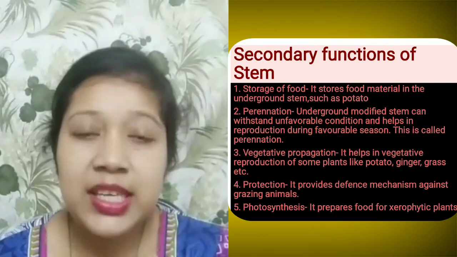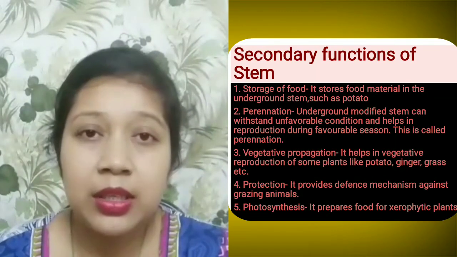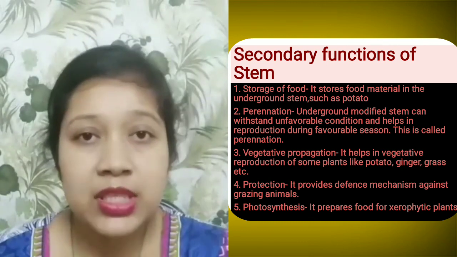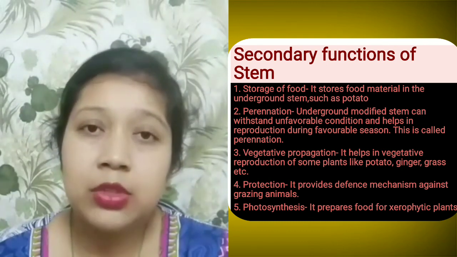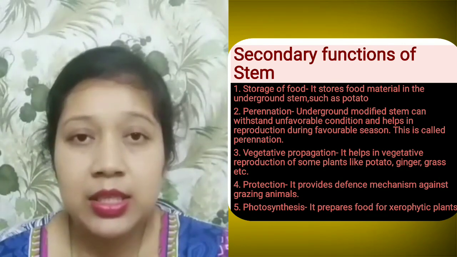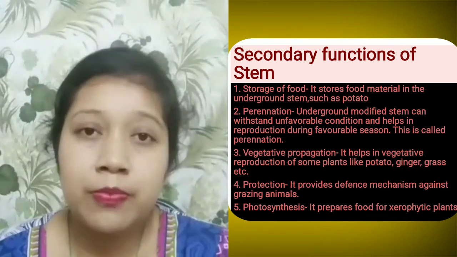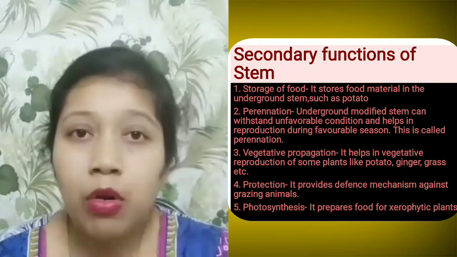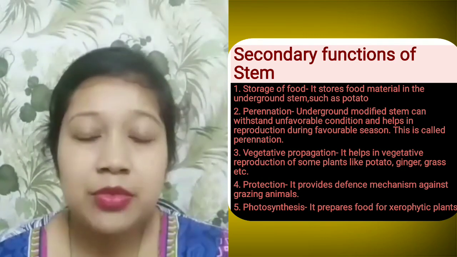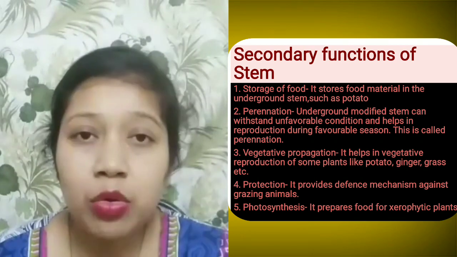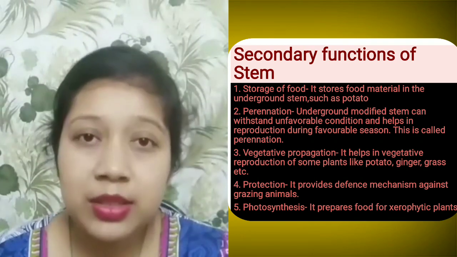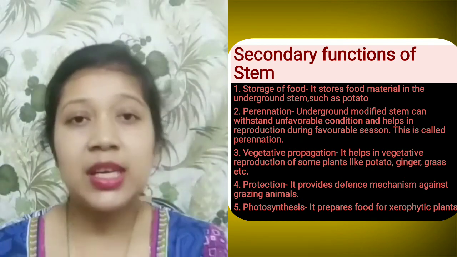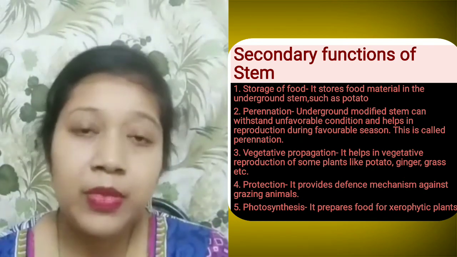Now let's come to the secondary functions of the stem. As we have discussed about the modifications of the stem, there we found some purposes such as the storage of food. For example, the tubers, rhizomes, corm, bulb, etc. all store food, and because of that they became fleshy. So one of the secondary functions of the stem is the storage of food.